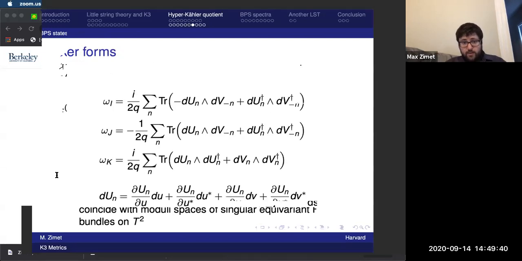Okay, anyways, so now that one has these embeddings of K3 into the infinite dimensional flat space, then the hyper-Kahler quotient construction immediately gives us the Kahler forms on K3. You just pull back the Kahler forms from that flat space. So concretely, you have this function un as a function of u and v, and you just construct it. You just plug this into there, and then you get some two forms on K3.